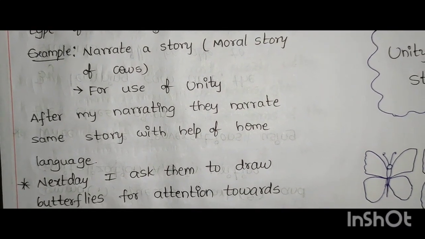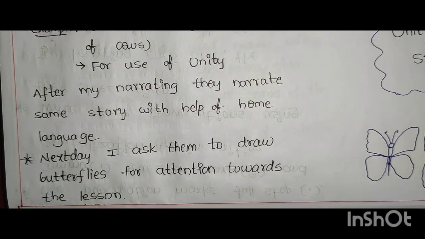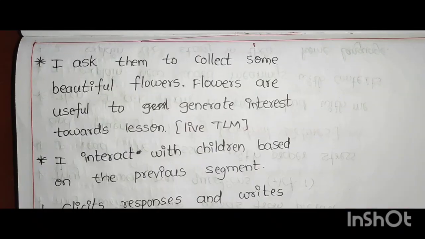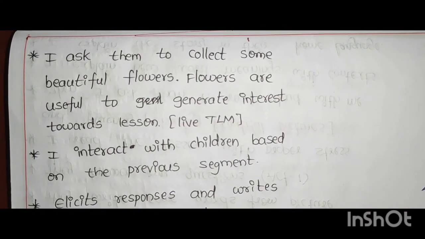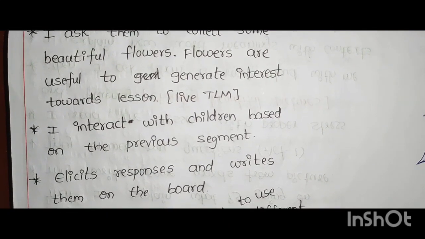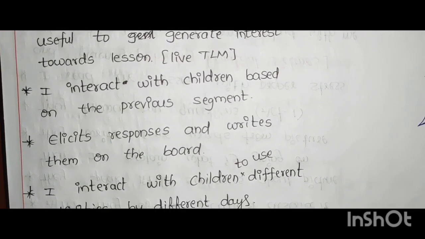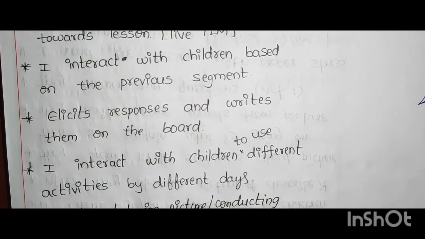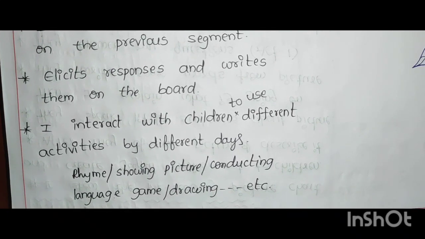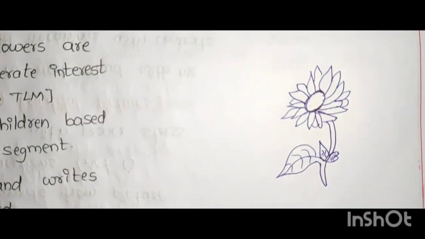Next day, I ask them to draw butterflies for attention towards the lesson. Three butterfly pictures with colors. I ask them to collect some beautiful flowers. Flowers are useful to generate interest towards the lesson. Live TLM: I interact with children based on the previous segment, elicit responses and write them on the board. I interact with children to use different activities on different days: rhyme, showing picture, conducting language game, drawing, etc. These are the activities to generate interest.